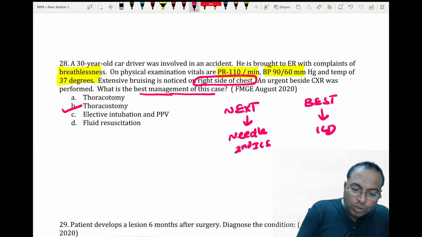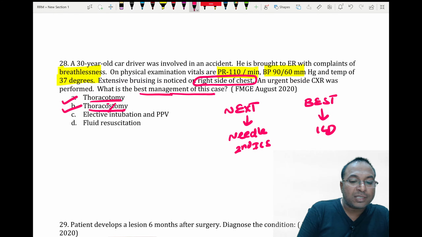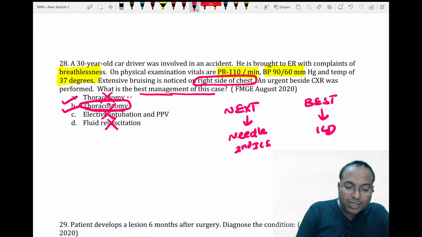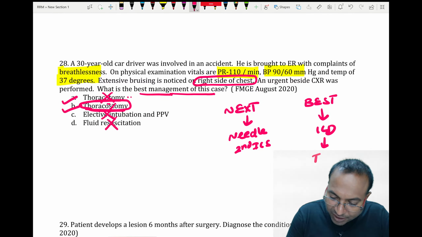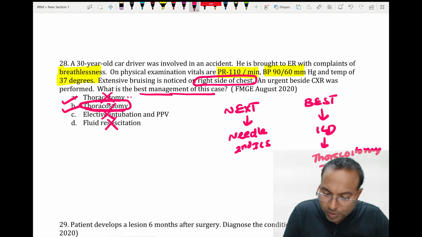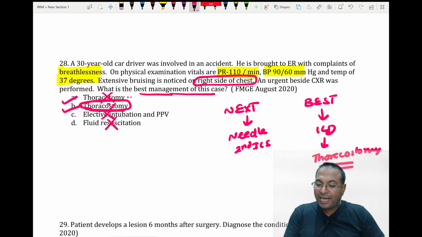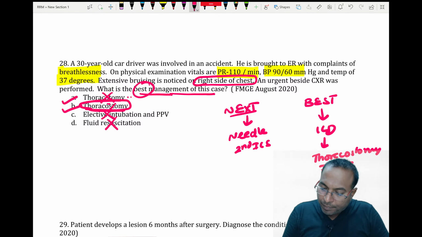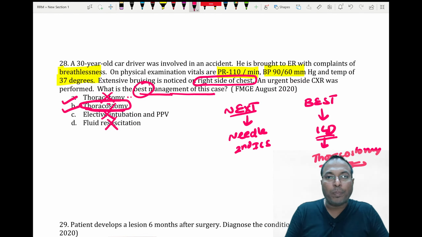So do you go for thoracostomy or thoracotomy? Thoracotomy is not the correct answer. Intubation is not correct. Fluid resuscitation is not correct. We have to put a thoracostomy tube, that is nothing but an ICD tube. So the answer here is putting an ICD tube, known as a thoracostomy tube. The needle is the next step, but next is not asked. They are asking what is the best. So the best is thoracostomy with an ICD tube.